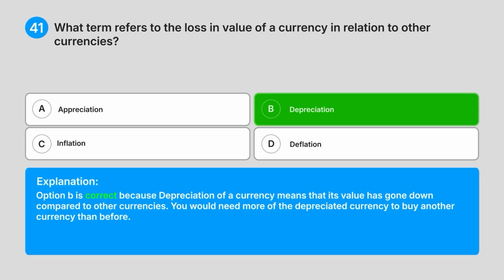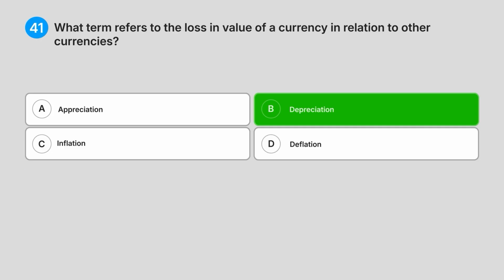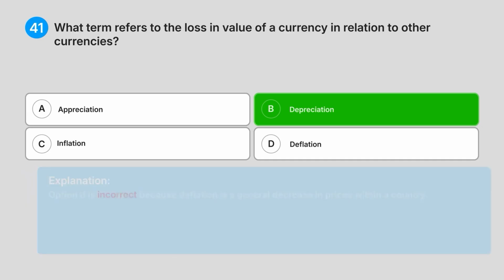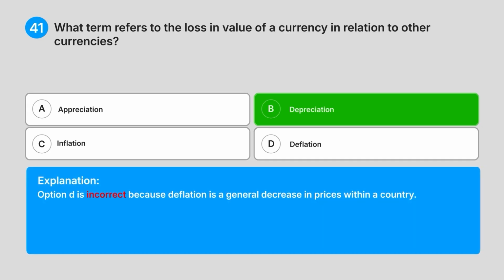Explanation: Option B is correct because depreciation of a currency means that its value has gone down compared to other currencies. You would need more of the depreciated currency to buy another currency than before. Option A is incorrect because appreciation is the opposite. The currency's value goes up. Option C is incorrect because inflation is a general increase in the prices of goods and services within a country. Option D is incorrect because deflation is a general decrease in prices within a country.